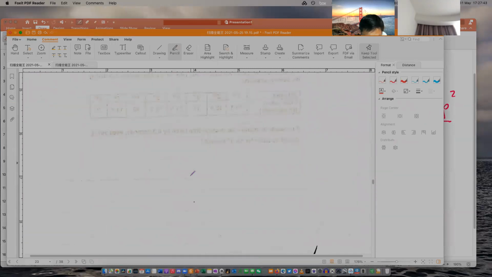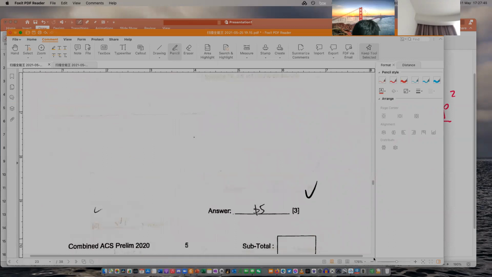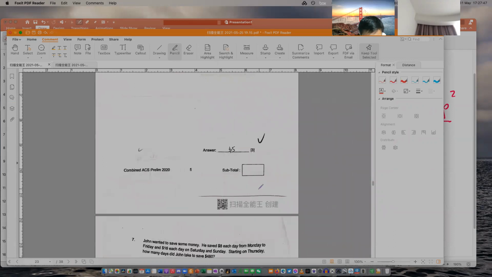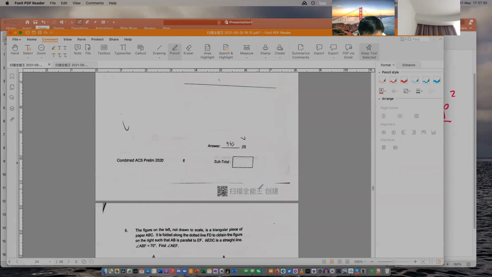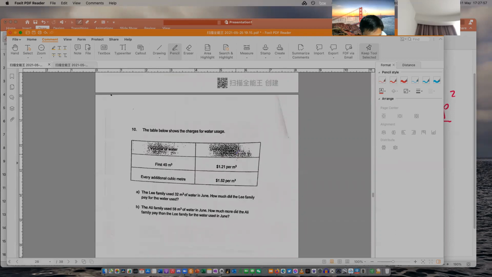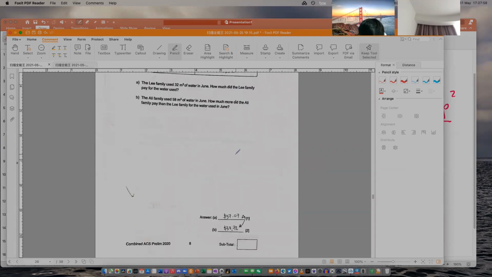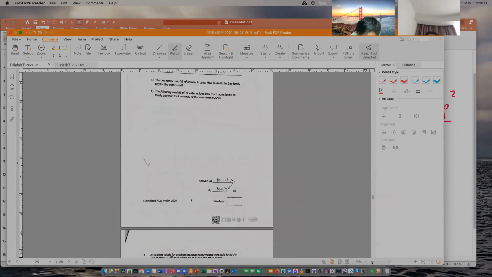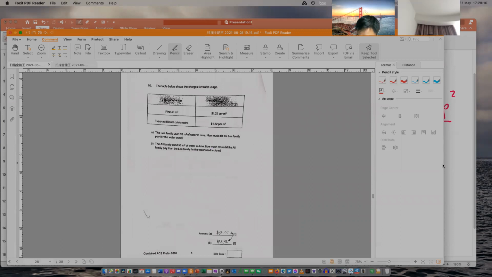Question 6, you're correct. Let me make it smaller. Question 7 also correct. 8 is correct also. This question, what you need to do, just fold the paper and then you should be able to get the answer. Question 10. So question 10 is correct or not sure? Good. Can you see? Can you help me check question 10?